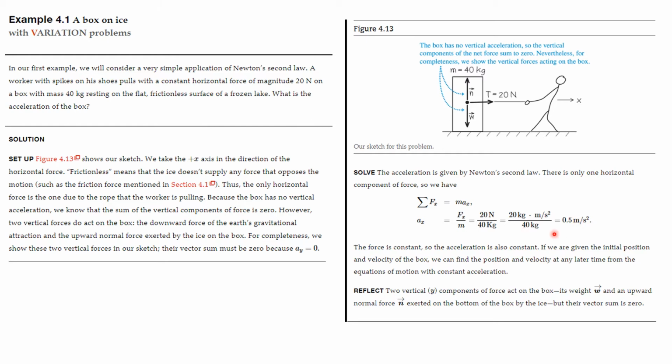Now look what's happening with units here. You've got kilogram meter per second squared over kilograms, so you can cancel the kilograms and you get a half meter per second squared. The force is constant, so the acceleration is also constant. And there you go.